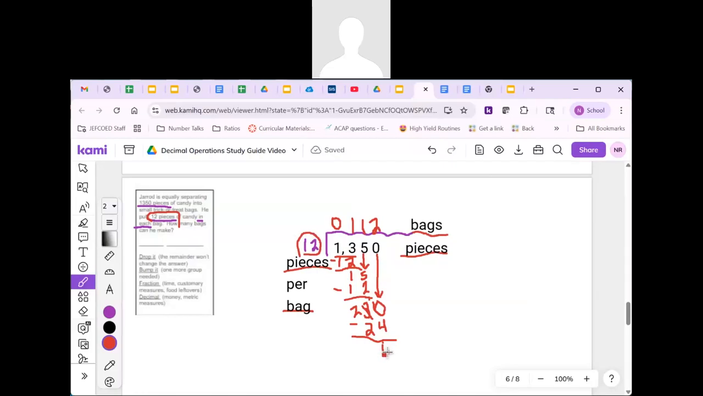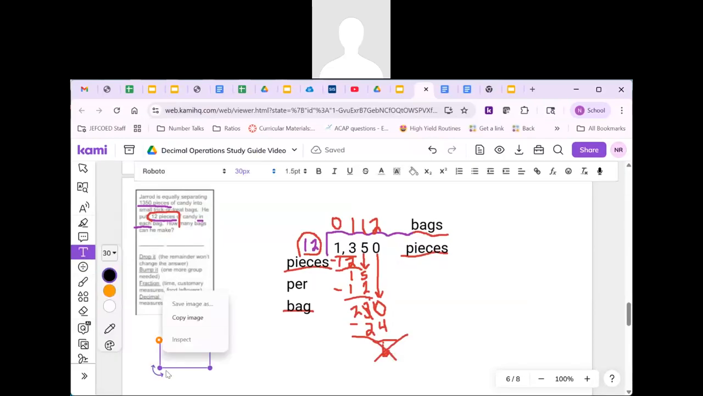Okay, so with these 6, what could you do with them? You could do a lot of different things, right? You can give them to a neighbor, you can give them to a friend, you can give them to your mom, you can throw them away, you can eat them yourself. I could do anything with it, that means it is not important. So you do what I call drop it. Drop it.